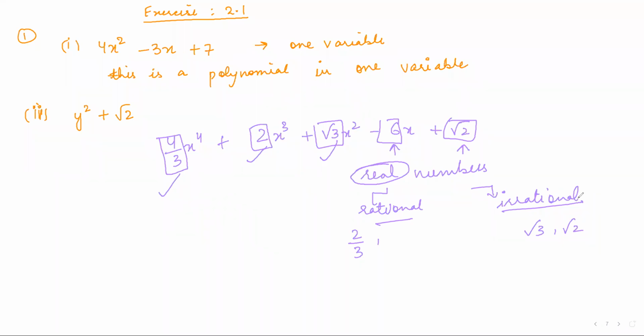Okay, so now you come to this. Here the variable has power 2. This is okay. This is the constant polynomial. So this is a polynomial in one variable. I hope it's clear to everyone.